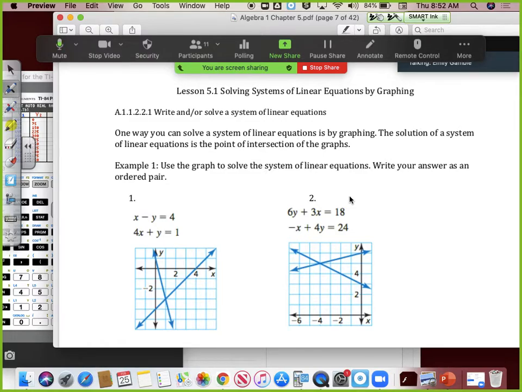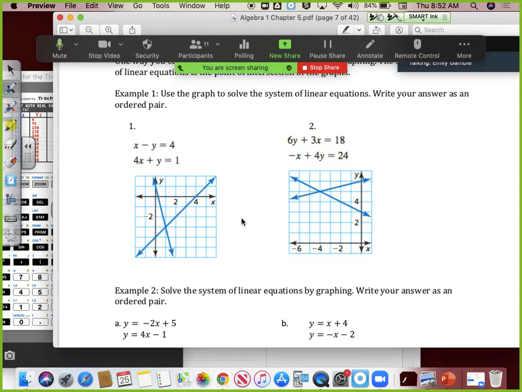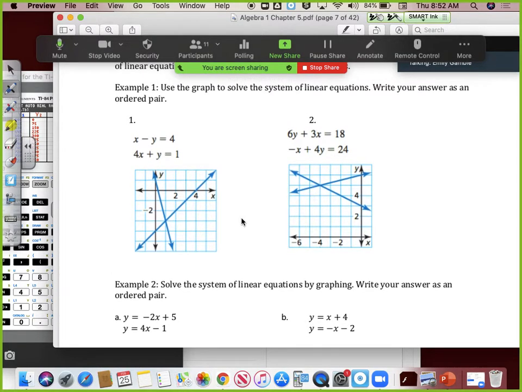We already know how to graph from the last chapter, so this shouldn't necessarily be new information, but now we're going to graph two lines on the same exact graph. So, in example 1, it says use the graph to solve the system of linear equations and write your answer as an ordered pair. Number 1 has both of these lines graphed for you. X minus y equals 4 and 4x plus y equals 1 are graphed. Now, these ones are a little bit, if I said graph this, you would have to do some things because we know only how to graph in slope-intercept form and point-slope form, and neither one of these equations are currently in one of those forms.